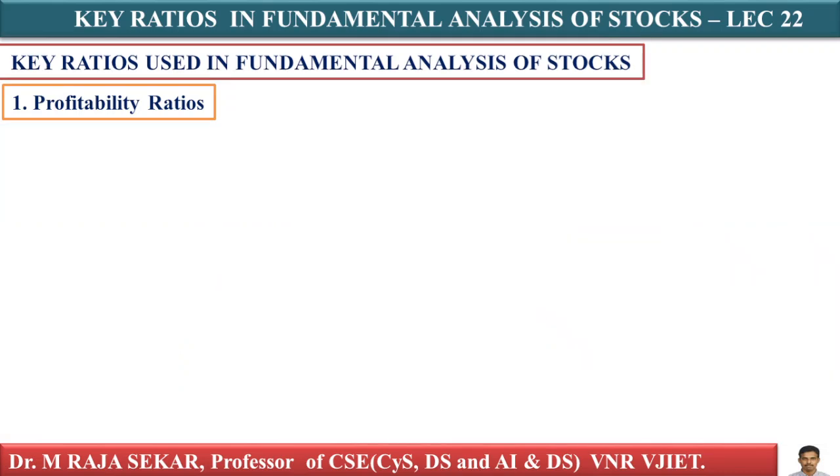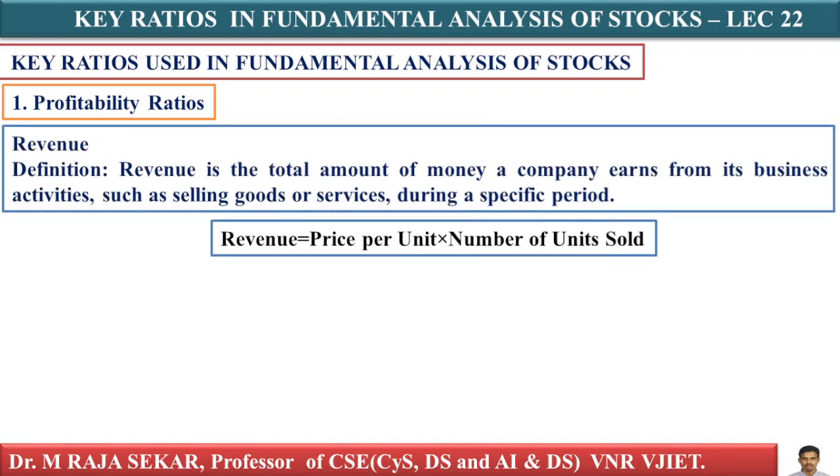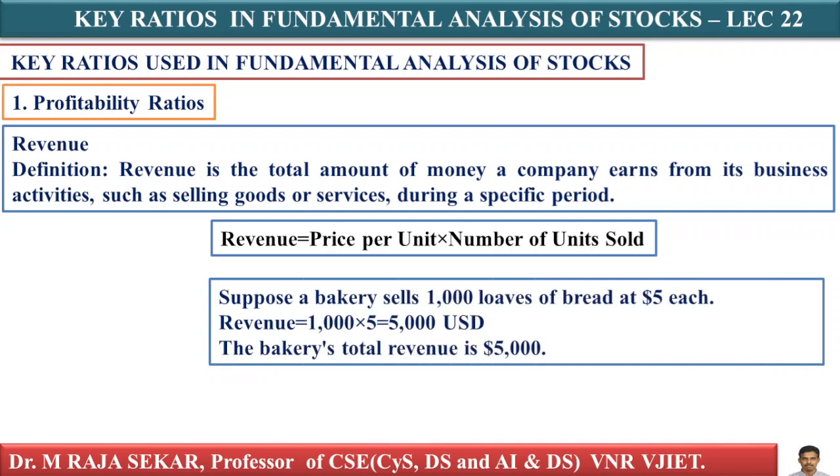First one is profitability ratios. Before understanding profitability ratios, let us try to understand what is revenue and what is profit. What is revenue? For example, there is a bakery which sells 1,000 units of bread. Each bread costs $5, and it is selling 1,000 breads at $5, isn't it? That $5,000 is revenue. That is the bakery's total revenue.